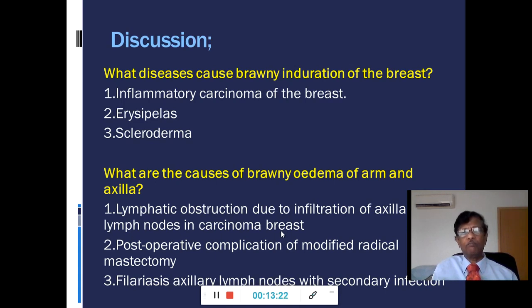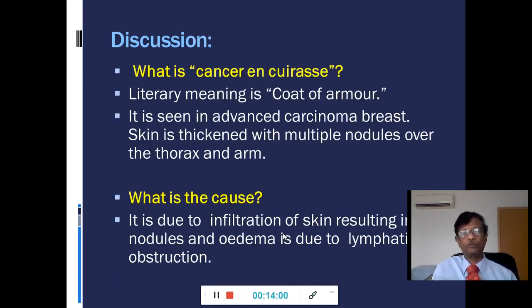What are the causes of a brawny edema of the arm and axilla? Involvement of the axillary lymph nodes in carcinoma. Yes, right. Lymphatic obstruction due to infiltration of the axillary lymph nodes in carcinoma breast causes a brawny edema of the arm and axilla. Similarly, as a post-operative complication of a modified radical mastectomy, it may also result in this brawny edema. And in filariasis of the axillary lymph nodes, with a secondary infection, sometimes there will be brawny edema of the arm and axilla.